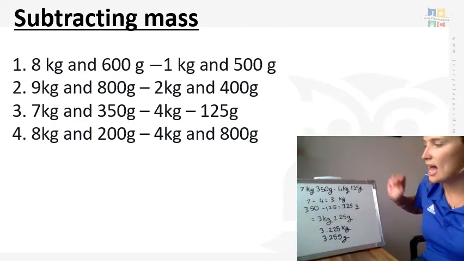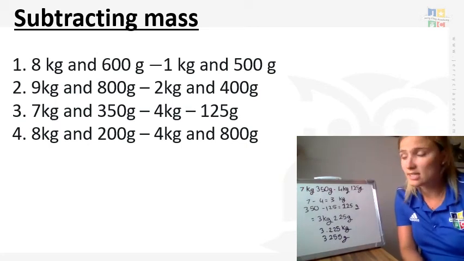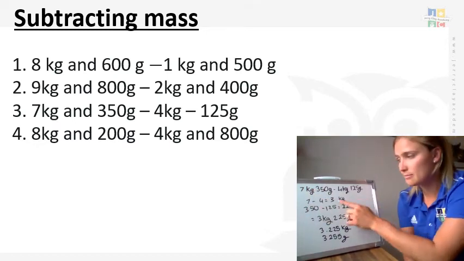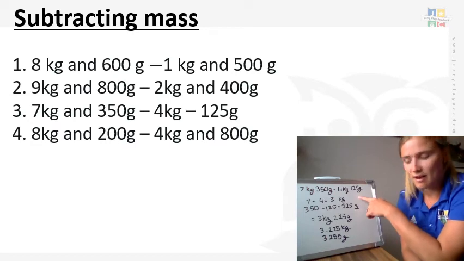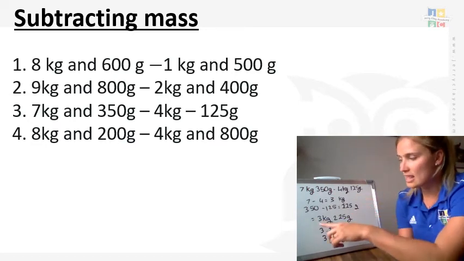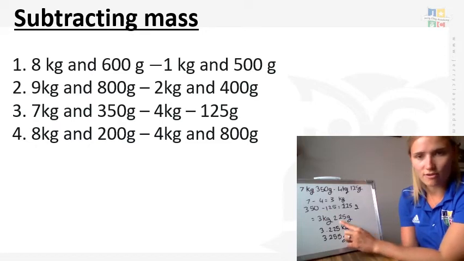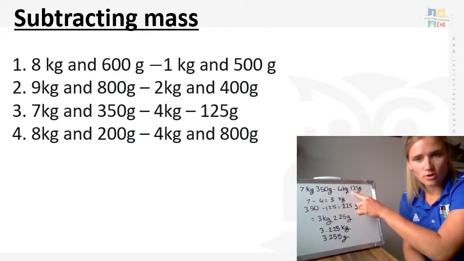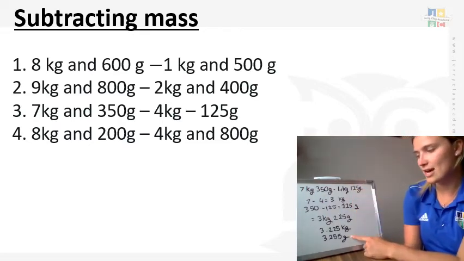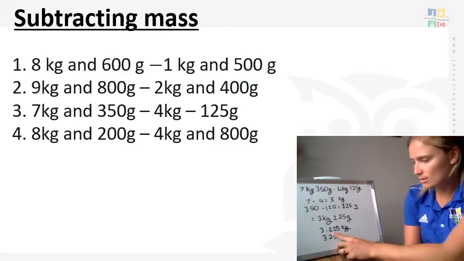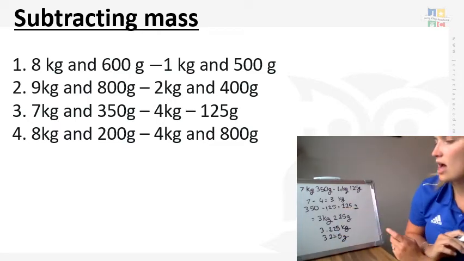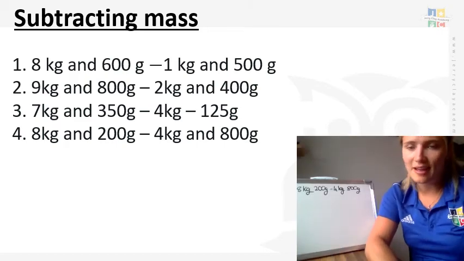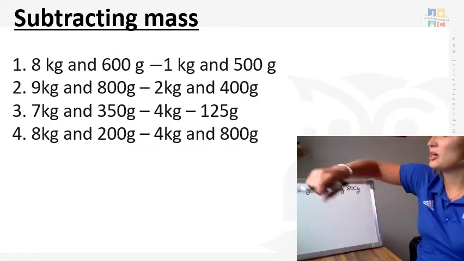Similarly, on number three, I have used the method where I can use it. Alternatively, you could have used column method. So I've done 7 kilograms, take away 4 kilograms, which is 3 kilograms. I've done 350 grams, take away 125 grams, which is 225 grams. And then I know my answer is going to be 3 kilograms, 225 grams. Alternatively, you could have done 7,350, take away 4,125, which would get you the answer 3,225, or 3.225 kilograms.